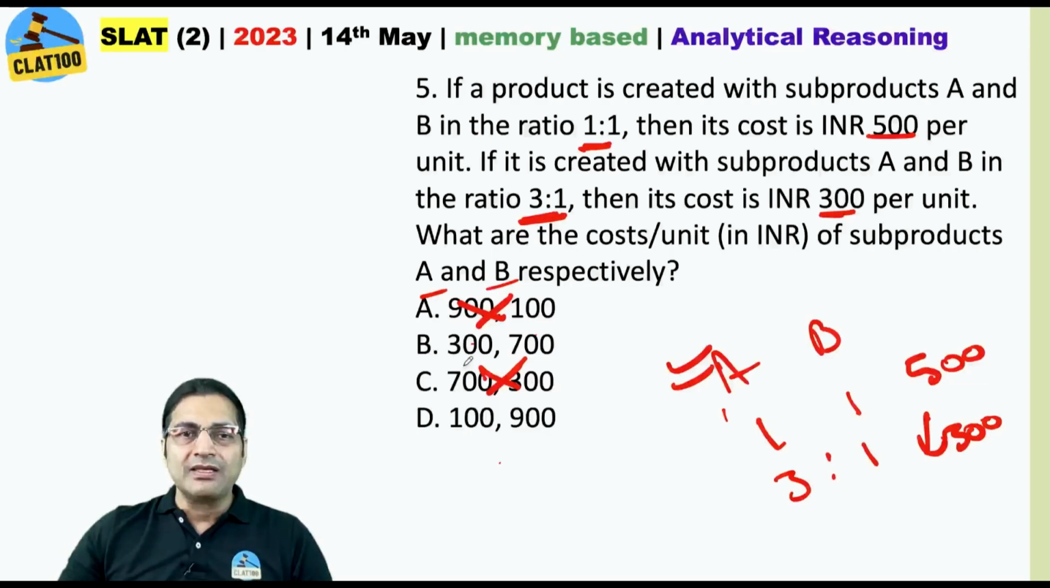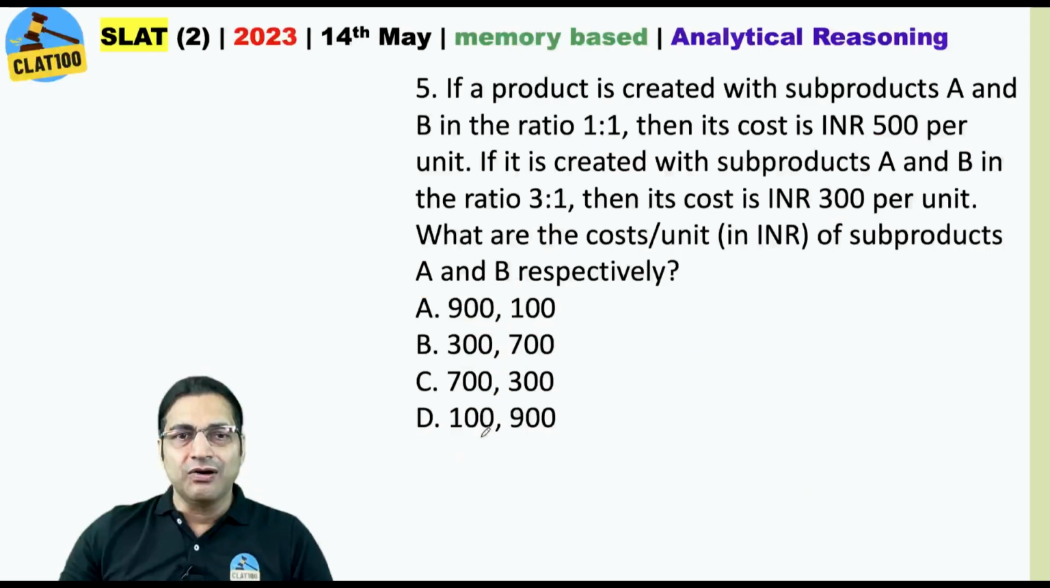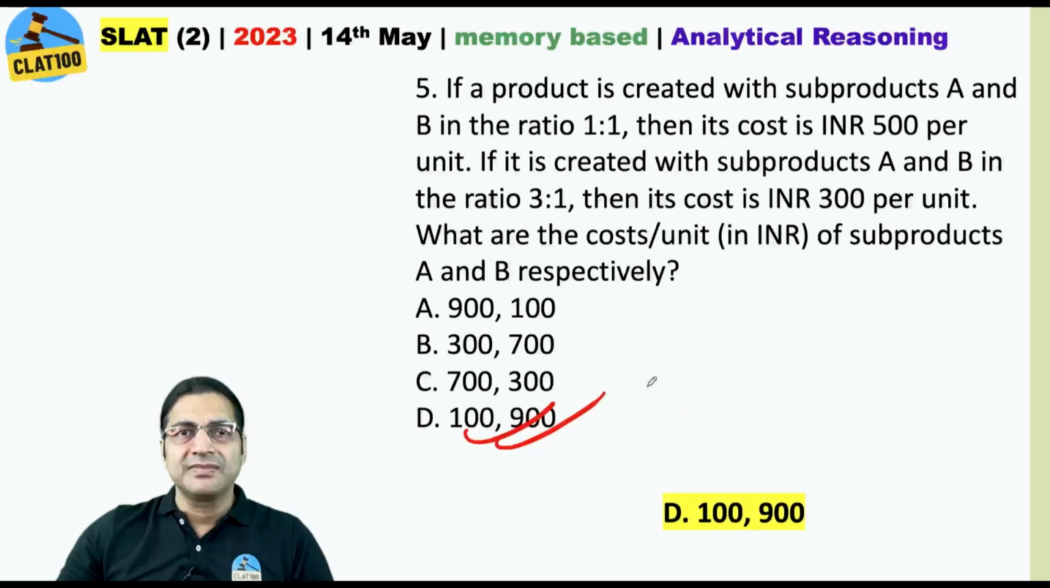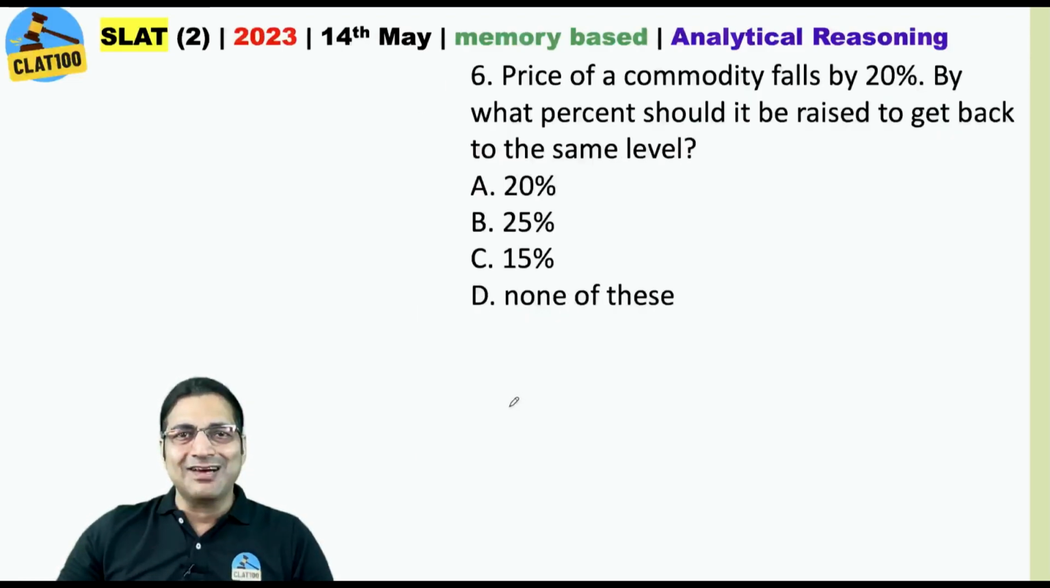3:1. 300 into 3, 900 plus 700, 1600. 1600 by 3 plus 1, 4 is 400. So, the condition is not met. So, we have already ruled out these 3. So, this is certainly your answer. In the examination, you do not start calculating it, right? Okay. But here, just for your confidence, do it. Take 100 3 times, 300 plus 900, 1200 divided by 3 plus 1. This gives you 300. But you never needed to do it. This is your answer. In the examination, it was actually option D. I remember. Okay. All right.